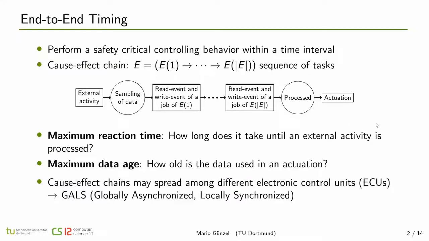In particular, we consider cause-effect chains which are spread among several ECUs. And these are typically asynchronized. So these can have clock shifts, and so the system that we then consider is locally synchronized. So on each component, they share the same clock, but globally asynchronized.